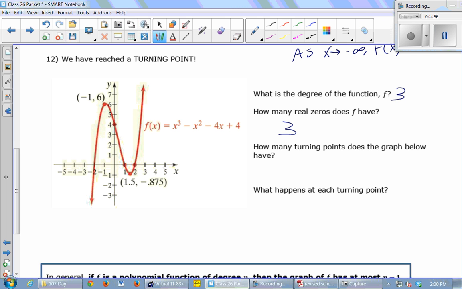How many turning points, that is local maximums or minimums? 2. Okay. What happens at each turning point? Changes direction. It goes from increasing to decreasing or decreasing to increasing. Increasing to decreasing or vice versa.